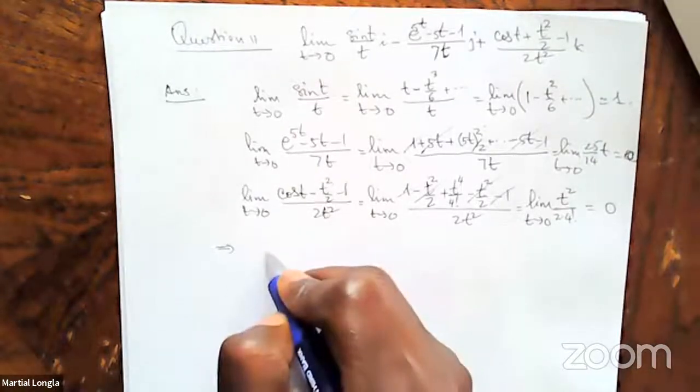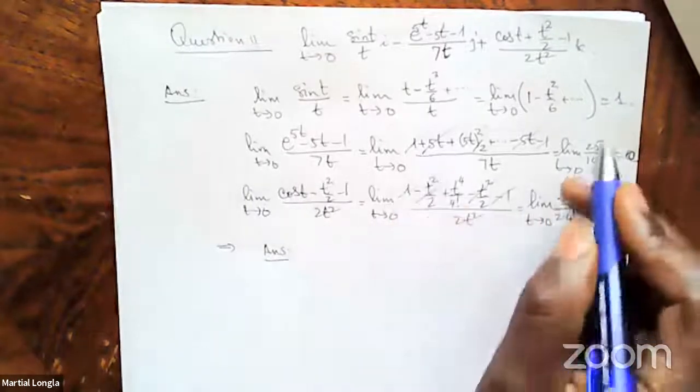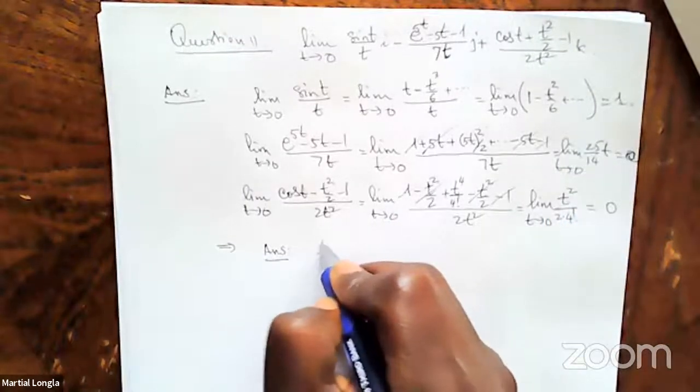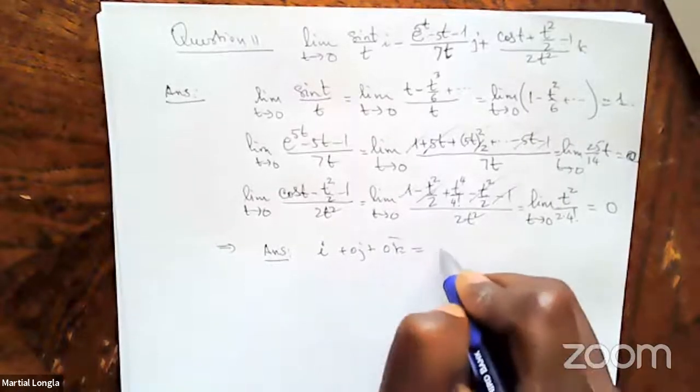And so your answer is going to be, first limit is 1i plus 0j plus 0k, which is equal to i.